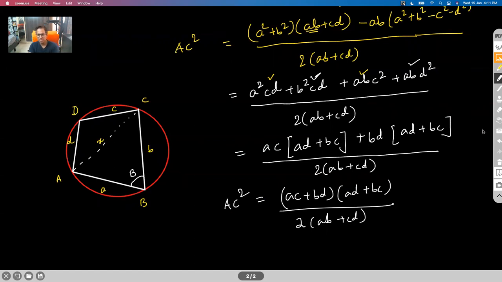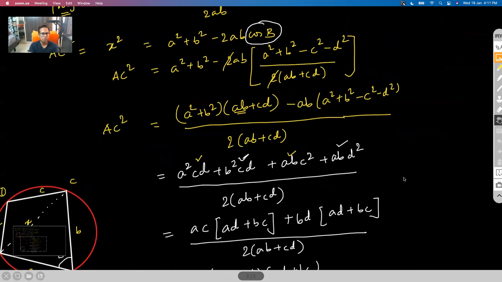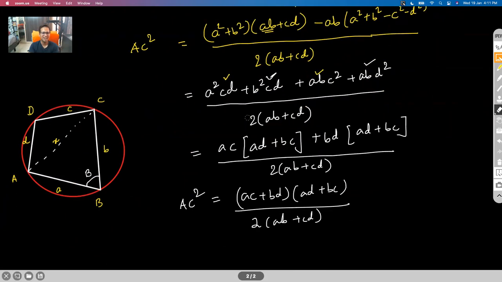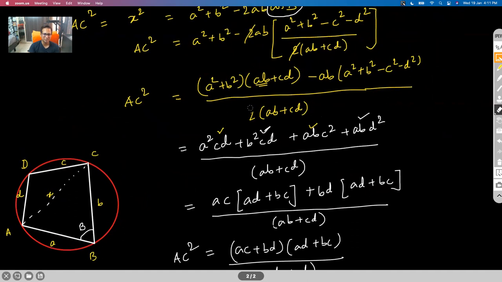Shouldn't there be a 2 in the denominator? You canceled it before. Oh, yes. Thank you, Tejasini. Prishim also pointed it out. Yes, thank you so much. I canceled that two in the denominator, so that will not appear.